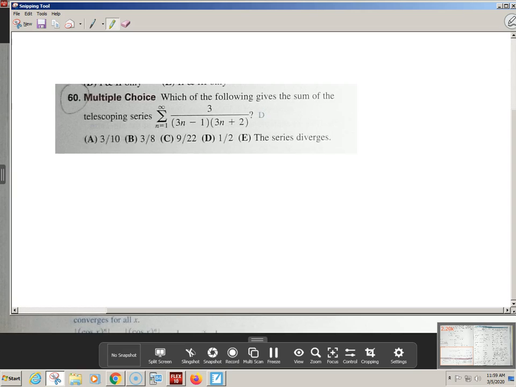Telescoping. We could start plugging in right away. Boom, boom, boom. The problem is if we plug in right away, we're not going to see the telescoping, because the telescoping needs the partial fractions. The telescoping needs to see something being added and something being subtracted. So my advice is to go ahead and rewrite this in terms of its partial fractions.